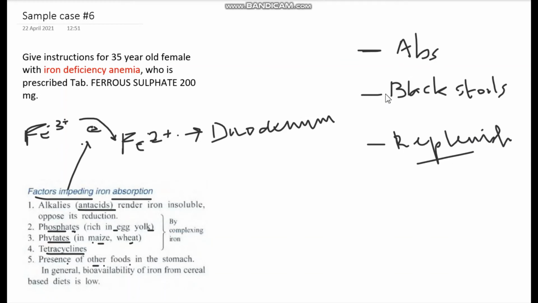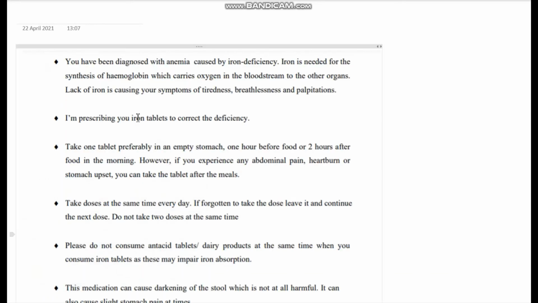Okay, so these are the three important points on which the patient will be instructed. So let's go and read it out. The first thing is you're telling them that you have been diagnosed with anemia, which is because of iron deficiency, and that is why I am going to prescribe you iron tablets.